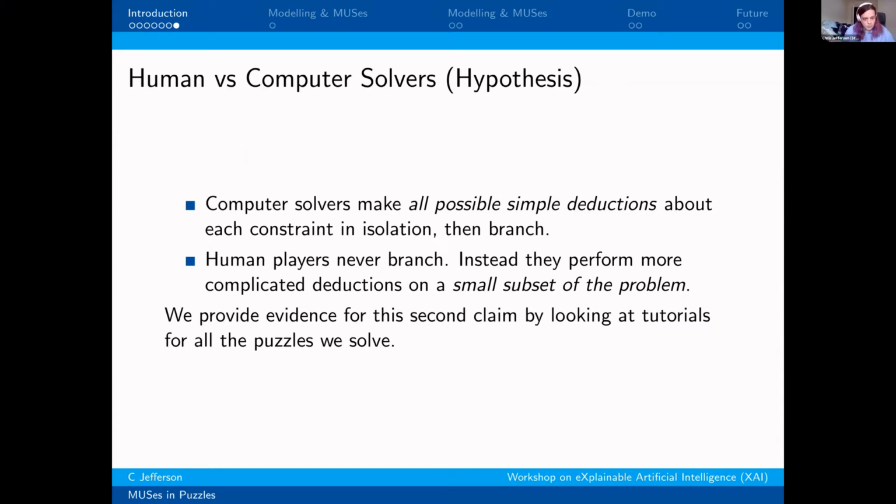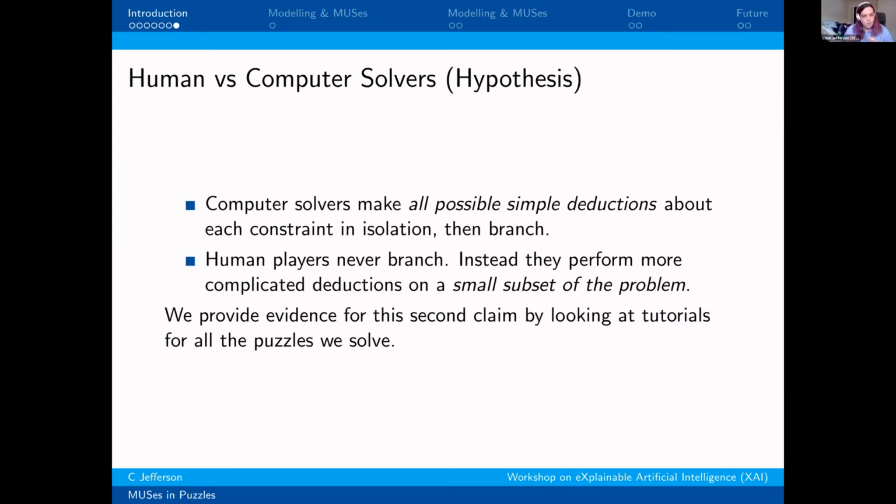Computers make all possible deductions that involve one constraint. This is what constraint solvers normally do. And then they basically branch a lot and do a lot of search, and maybe they do some learning. Human players don't branch. What they do is they look at a little bit of the problem, and this is where I am simplifying, think very hard about that little bit of the problem until they can figure out where there is or isn't a star. And then they fill that value in, and then they see if they can make further deductions in the rest of the puzzle. And we do provide evidence for this in our paper.